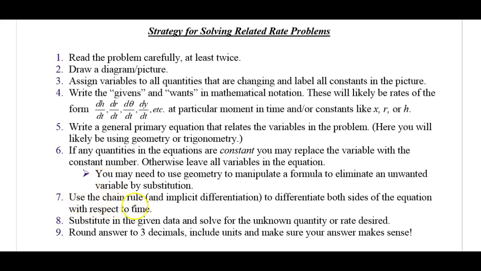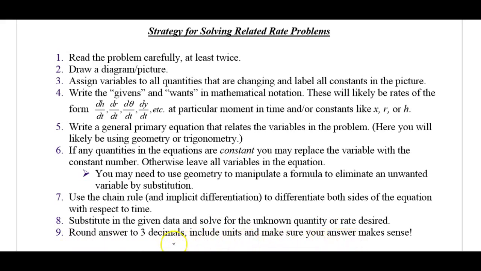Number 7, use the chain rule and implicit differentiation to differentiate both sides of the equation with respect to time. Once you find the equation, it's a matter of correctly applying implicit differentiation. And in part 8, we substitute in the given data. You found your givens in part 4. Once you take the derivative, you substitute in your givens and you solve for whatever you wanted, whatever that unknown quantity is.